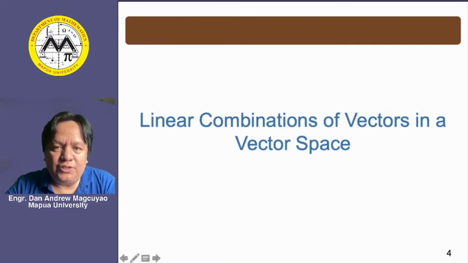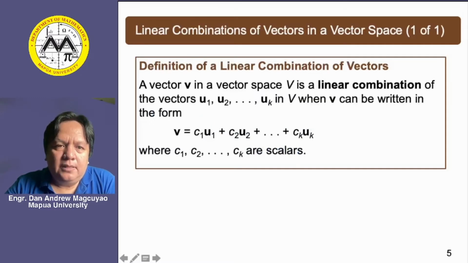Linear combinations of vectors in a vector space. A vector v in a vector space V is a linear combination of the vectors u1, u2, up to uk in V, when v can be written in the form v equal to c1u1 plus c2u2 and so on and so forth until ckuk, where c1, c2 up to ck are scalars.